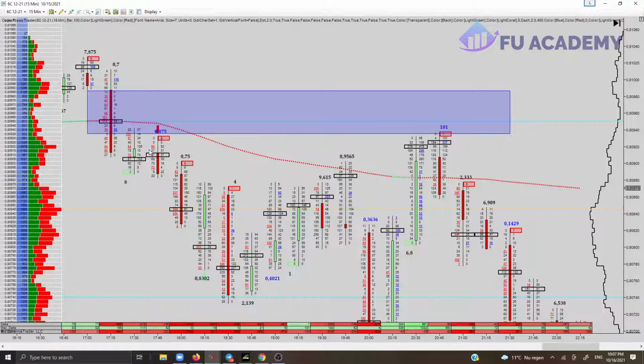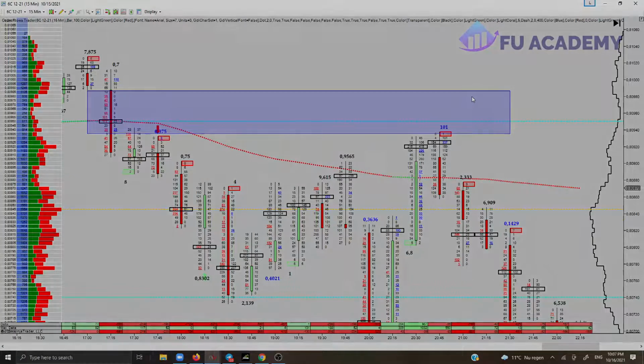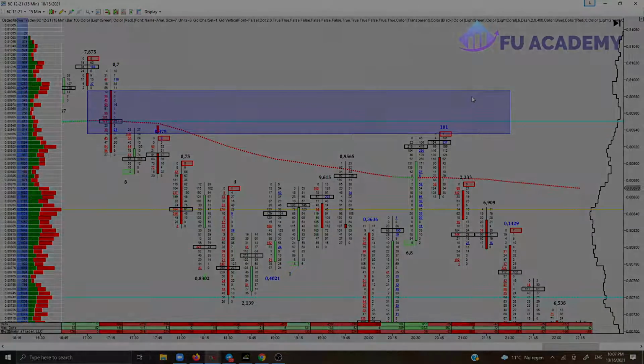Then you wait for the price to come back to the zone. Just wait. When the price comes back to your zone, you see whether you are really getting an order flow sell setup at this zone, if you're looking for a sell. And if you're getting the setup, then just trade like a robot.